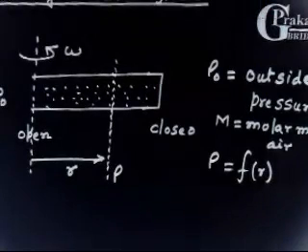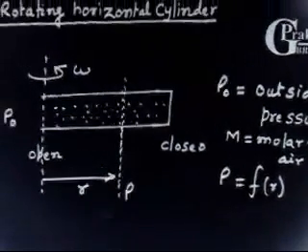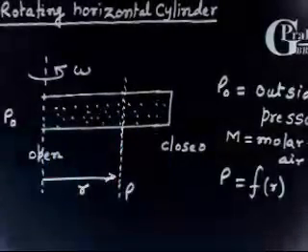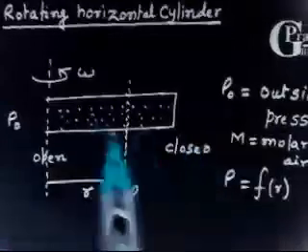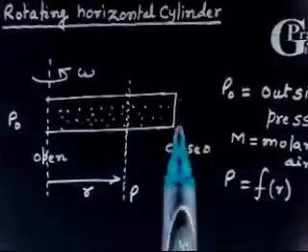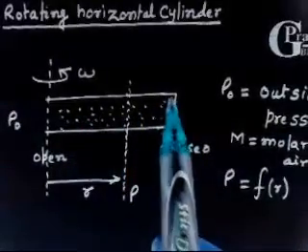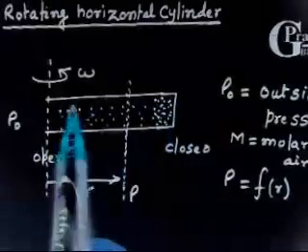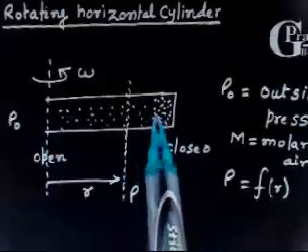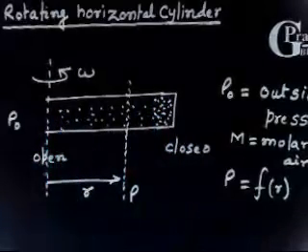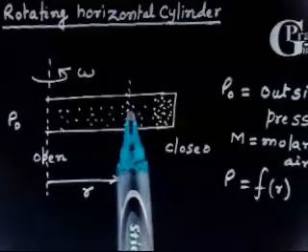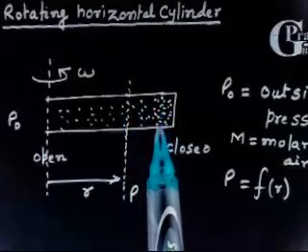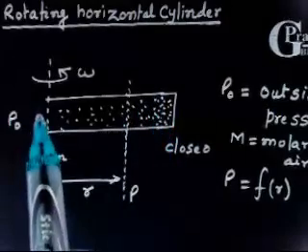Let us try to visualize this one. If you rotate this horizontal cylinder, the air will go towards the closed end. So this side will have more air, and this side will have less. So this side is dense, this side is less dense. Air will basically press, so you can also think this side will have higher pressure, this side will have lower pressure.